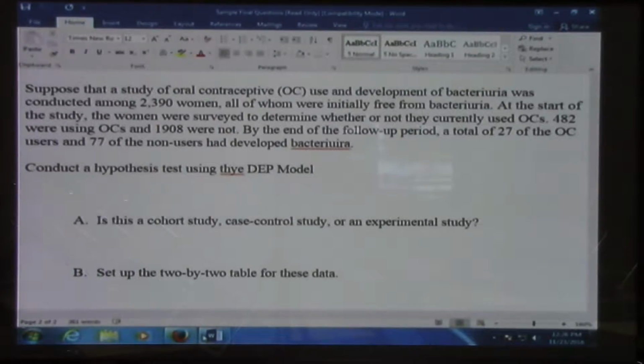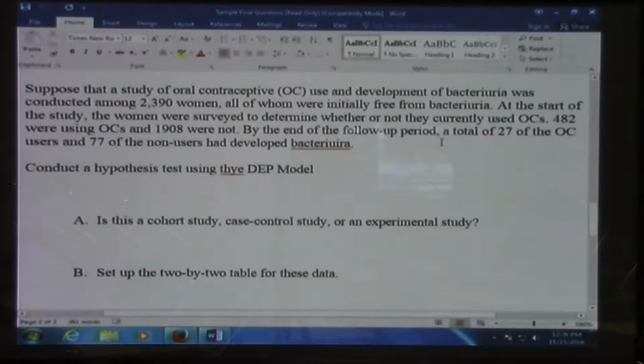This was conducted among 2,390 women, all of whom were initially free from bacteriuria. Okay, notice this, all of whom were initially free. This should suggest to you exactly what type of study design this is. At the start of the study, the women were surveyed to determine whether or not they currently used OCs, oral contraceptives. 482 were using OCs and 1,908 were not.